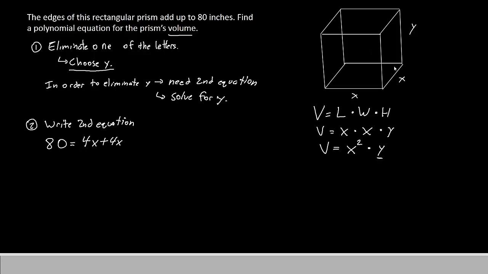If we look in the middle layer, look at these vertical sides, here, here, here, here. Again, there are 4 of them, but all of them are y this time. If we simplify this, we'll end up with 80 equals 4x plus 4x, which equals 8x, plus 4y. Let's now solve this equation for y, because our goal is to eliminate y, so we have to solve for y. I'll rewrite the equation here.